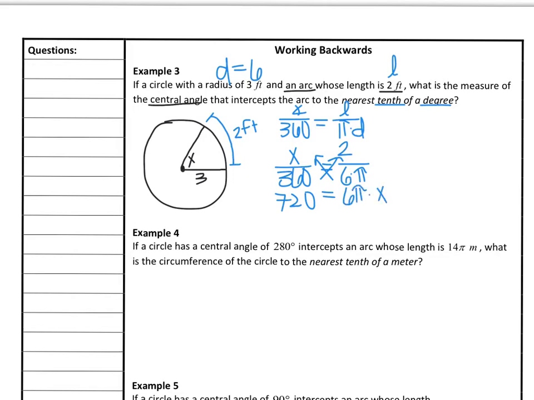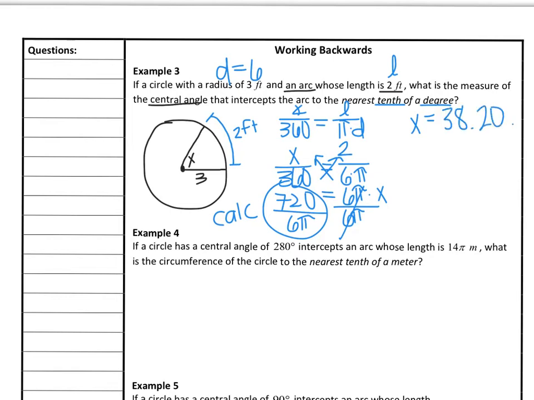Okay, and if our goal is to get x by itself, I'm just going to divide both sides by 6 pi to get those guys to cancel out. They're both gone, the 6 and the pi, and we are left with x equals, and if we type this whole thing right into our calculator, that ends up becoming 38.